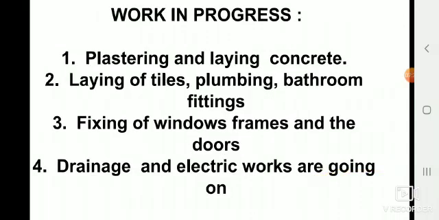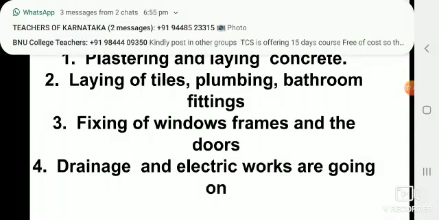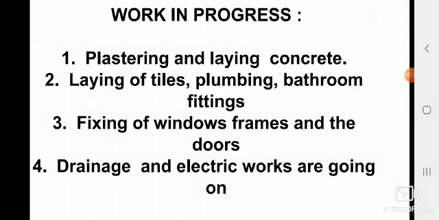Next, let us go to the next point, work in progress. That means what is the work going on? You have to write it in work in progress. See, work in progress, number 1, plastering and laying concrete. Second one, laying of tiles, plumbing, bathroom fittings. Thirdly, fixing of window frames and the doors. And fourth one, drainage and electric works are going on. So these are the works that are in progress.